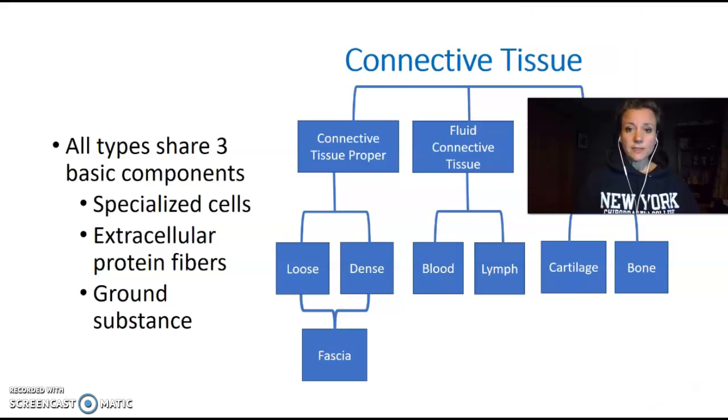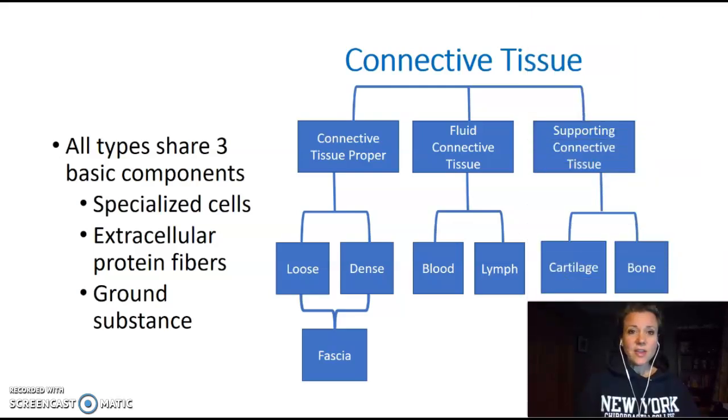Okay, let me move myself down here so that you can see everything. But there are three components that all connective tissues share. Number one, they all contain cells. Number two, they all contain protein fibers. And number three, the protein fibers and the cells are found in something that's called a ground substance. And the ground substance is going to vary from one type of connective tissue to another.